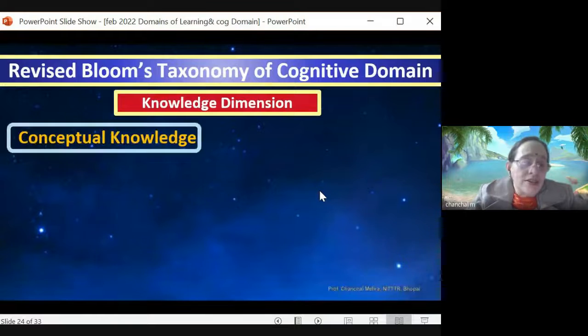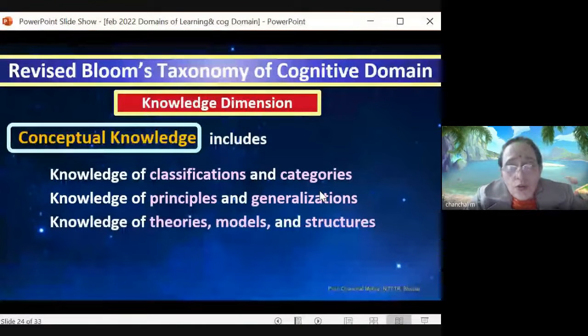When we come to conceptual knowledge, it includes the classification, where we need to classify things into different categories. It also includes the principles which we are going to teach. For example, Newton's third law of motion. Whenever we are teaching the students Newton's third law of motion, for every action there is an equal and opposite reaction. So there is a relationship between two concepts, action and reaction.